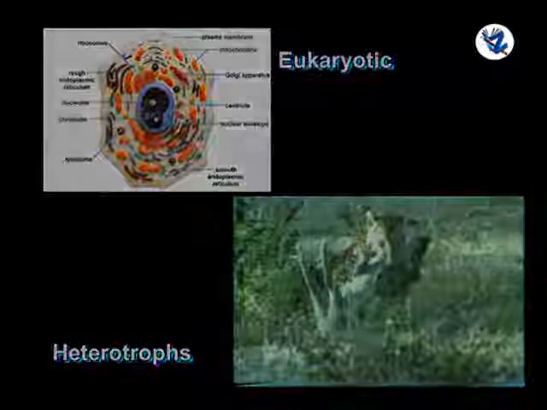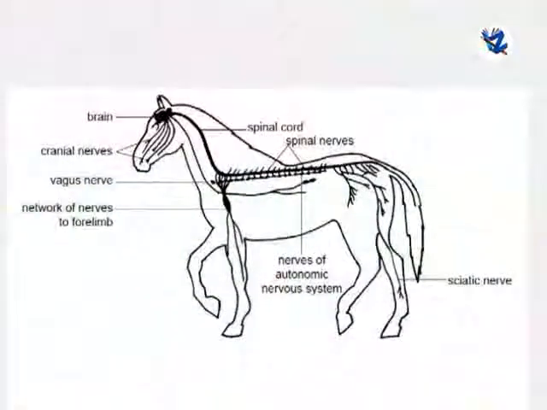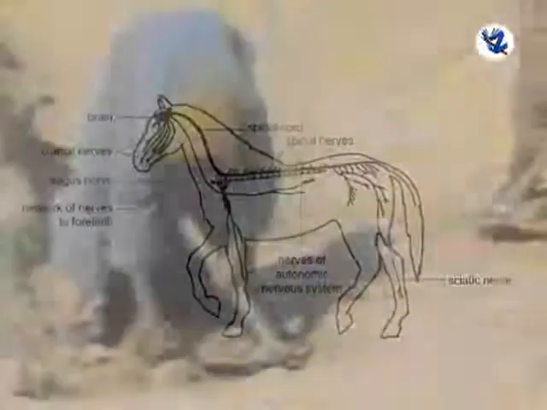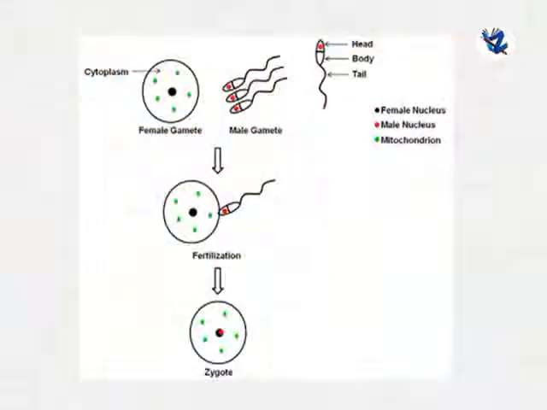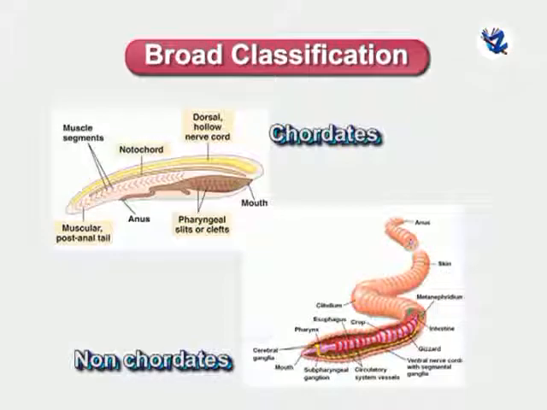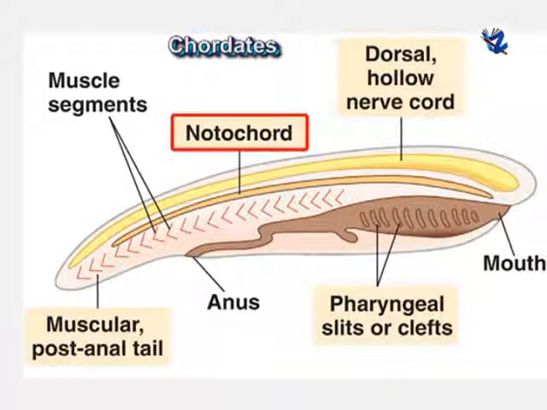They show locomotion, that is, they can move from one place to another. Then presence of nervous system and sense organ. Coordination of activities. Sexual reproduction with gamete formation. Animals are broadly classified into chordates and non-chordates. The division is based on the presence or absence of a notochord.